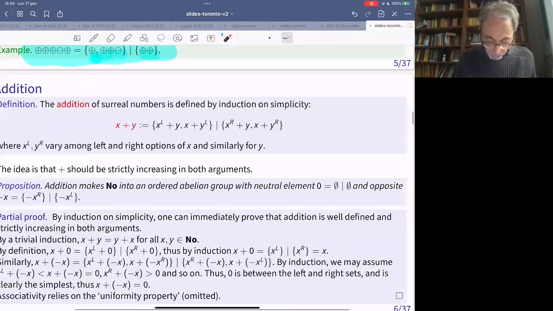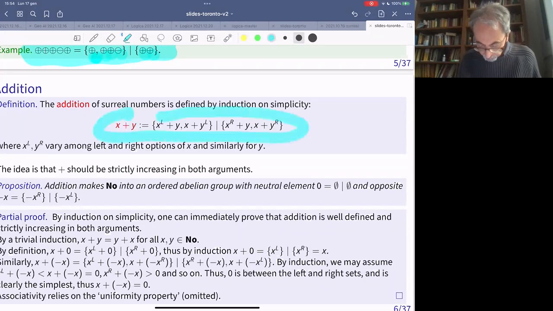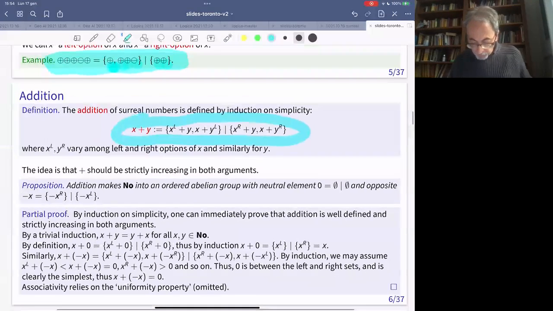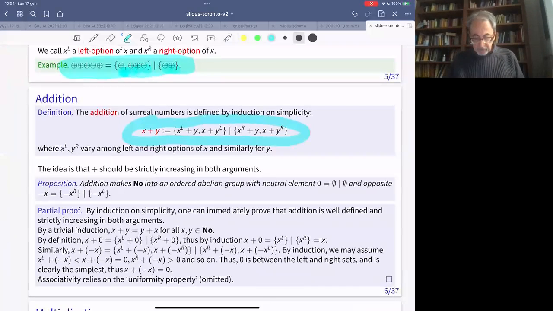Okay, so this is this definition here. The addition of surreal numbers is defined by induction on simplicity by this formula. XL and YR vary among left and right options of X and Y. And the idea is that the addition should be strictly increasing in both arguments. So this is in some sense the simplest possible definition of a binary function which is strictly increasing in both arguments.